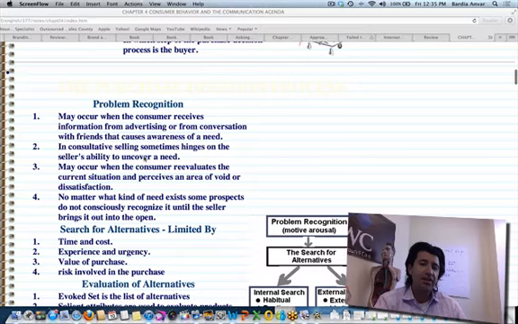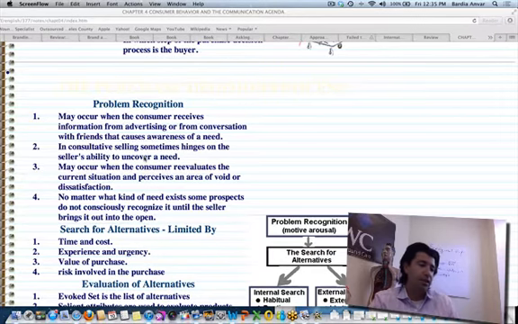No matter what kind of need exists, some prospects do not consciously recognize it until the seller brings it out into the open. So sometimes you could be with somebody and they could be all upset about something that you might be able to help them on, or you may be unable to help them on. But when you bring up the topic of wounds and they get upset, or if it's an area of trouble for them, that's an area where we could help them. Or if you bring up the topic of G-tubes, or if you bring up the topic of derm.